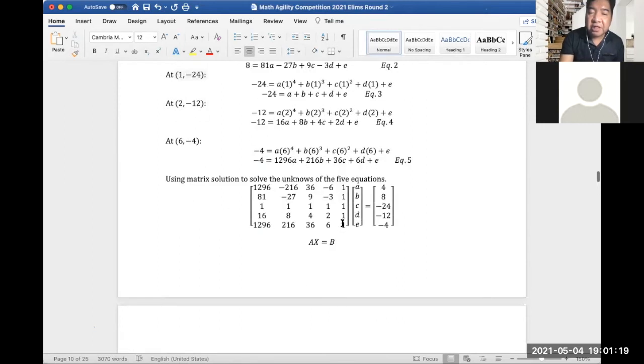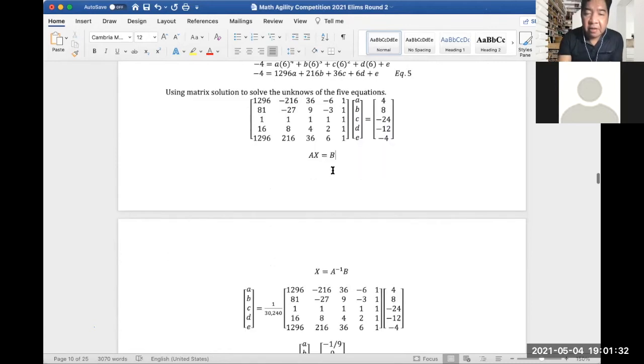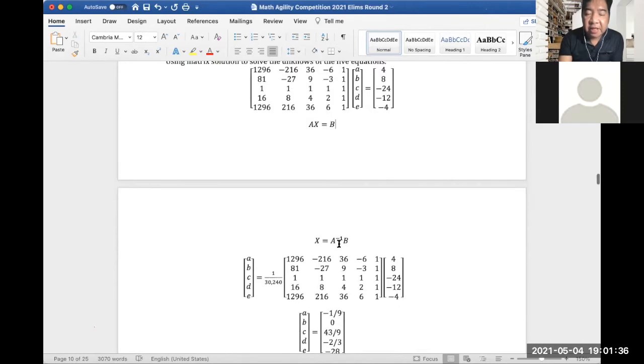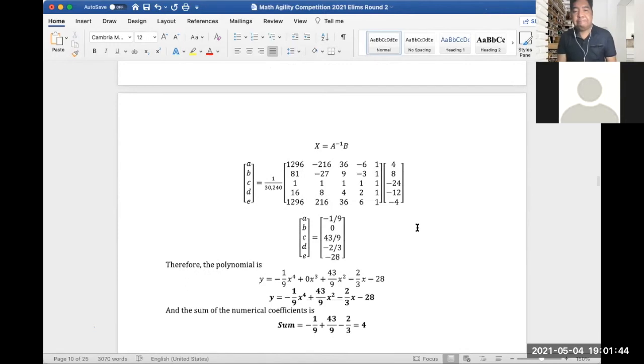So we know the relation AX equals B. So we're trying to solve for X right here, which is this matrix A, B, C, D, and E. So transposing A to the right-hand side, that is A inverse B. So the inverse of A would require a matrix solution, so I would not explain it here further.